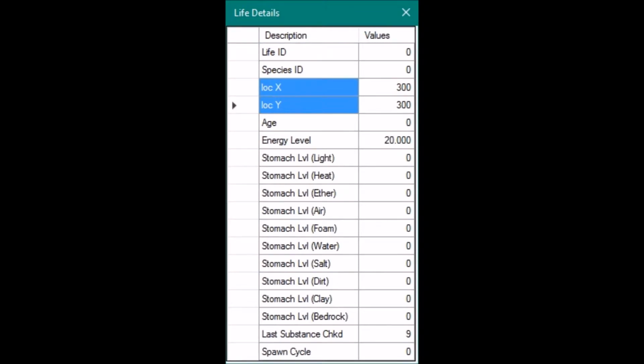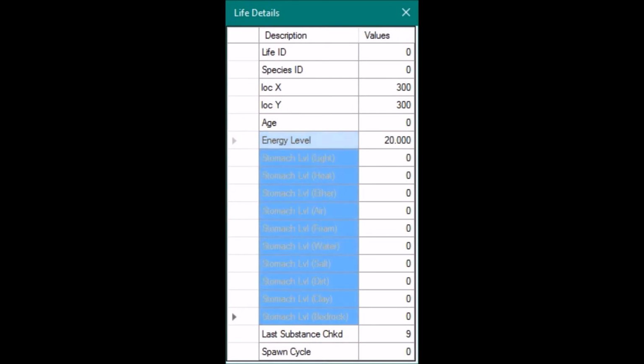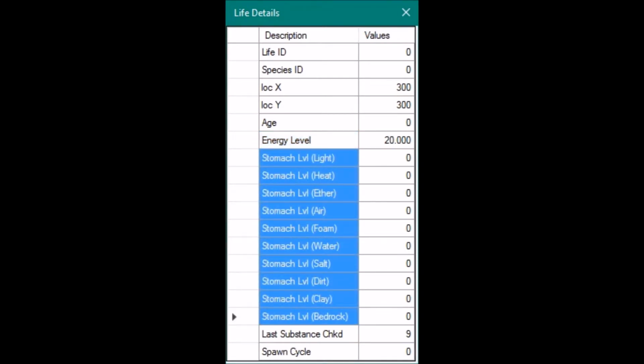Remember, our world is 600 by 600. Age 0, it's just been born. They're born with a little bit of energy, so they don't die straight away. I made the rule that lives need energy to survive, and when the energy reaches 0, they die. I was tracking energy and health separately, but decided to roll everything into energy to simplify things. The stomachs are all empty because it hasn't eaten anything yet.